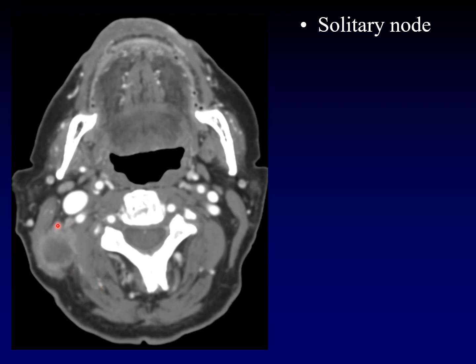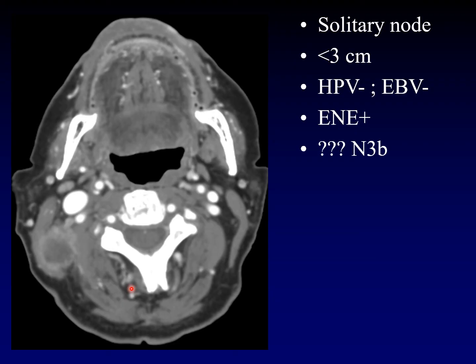Okay, once again, it's the only lymph node, this one right here. It's less than 3 centimeters. It's HPV negative and EBV negative. But the extranodal extension is positive. Look at that relationship to the sternocleidomastoid. Look at it invading the paraspinal musculature. Of course, it's ENE positive. So are we going to call this N3B because of that extranodal extension? Well, this is the exception we were just talking about. This is a node of less than 3 centimeters, and thus this is only N2A despite that extranodal extension.